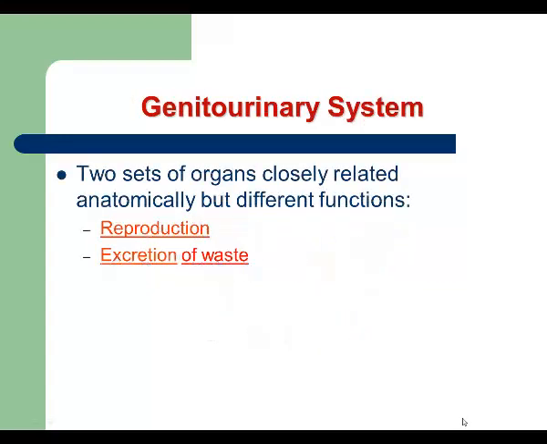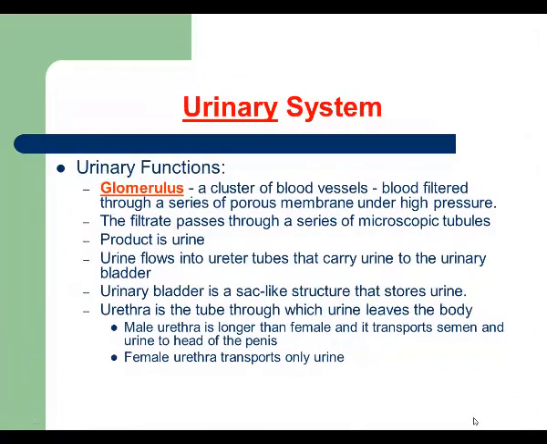As always, we start with the anatomy part, and the genitourinary system is actually a set of two systems that are related anatomically but have completely different functions. It is reproduction for the reproductive system and excretion of waste for the urinary system. And we start with the anatomy of the urinary system. The functional unit of the urinary system is the glomerulus.